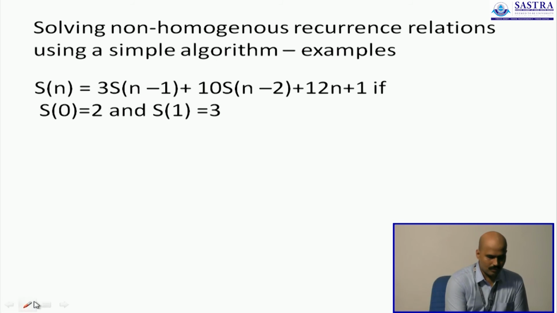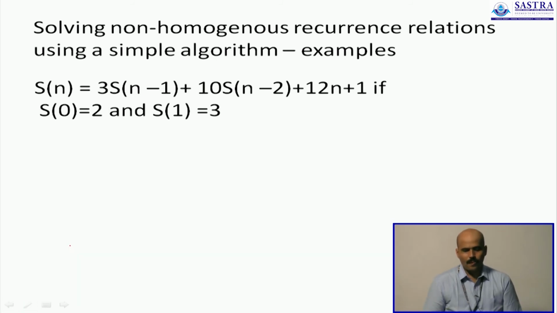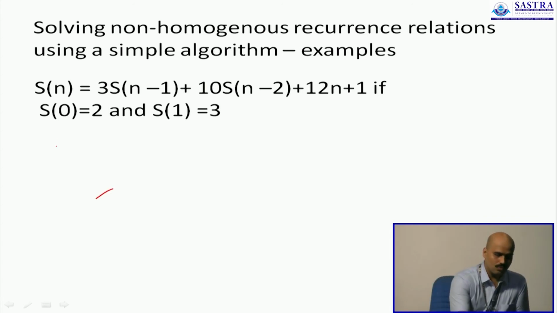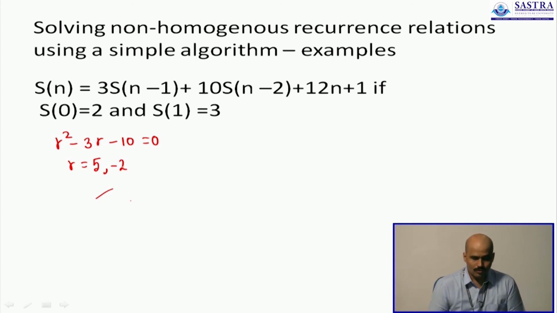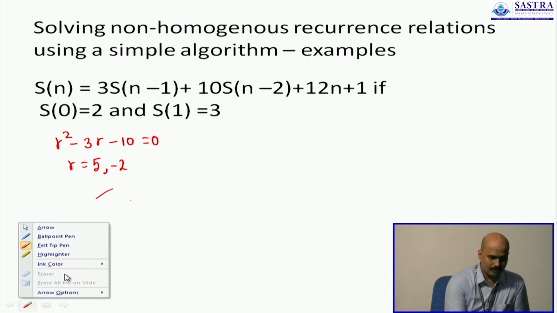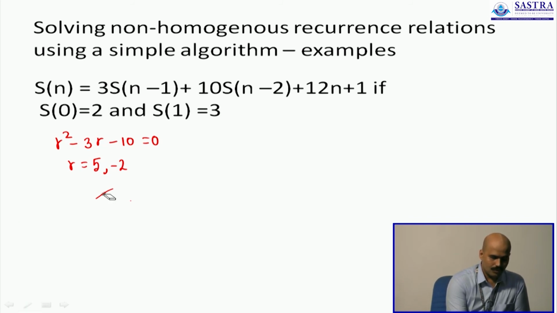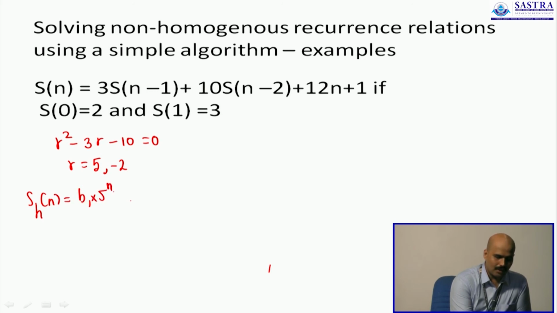We'll solve one more question. This is again a non-homogeneous linear recurrence relation of order 2. So let's directly write down the characteristic equation. R square minus 3r minus 10 is 0. You can factorize this and get the roots as 5 and minus 2. 25 minus 15 minus 10 is 0. 4 plus 6 minus 10 is 0 again. So the roots are 5 and minus 2. So the general solution of the homogeneous part of the answer is b1 times 5 power n plus b2 times minus 2 power n.